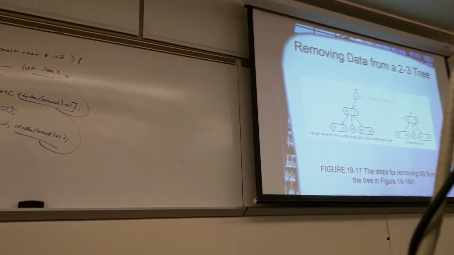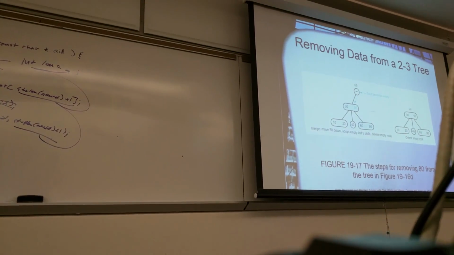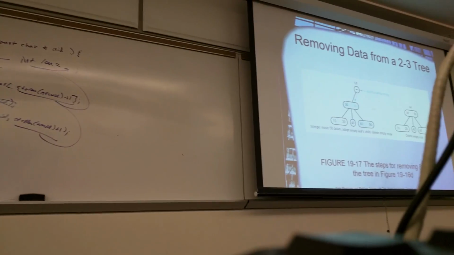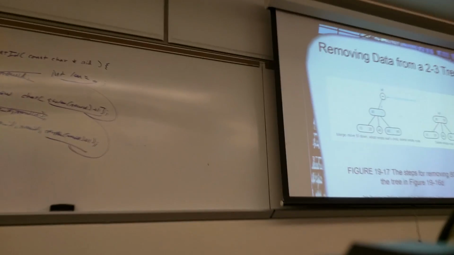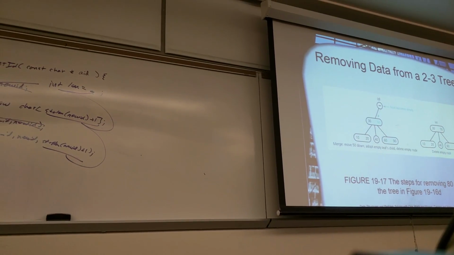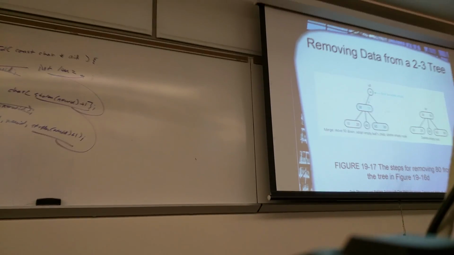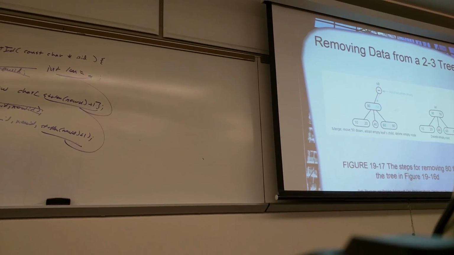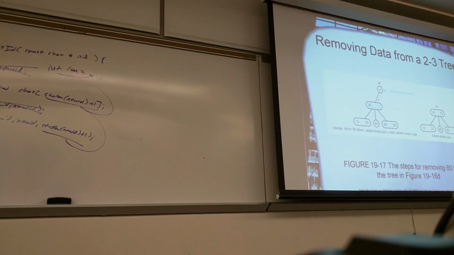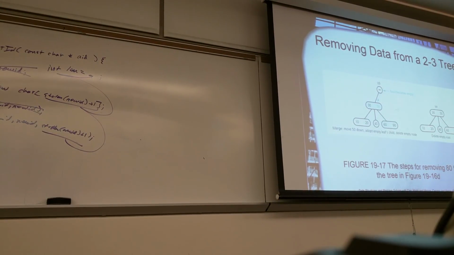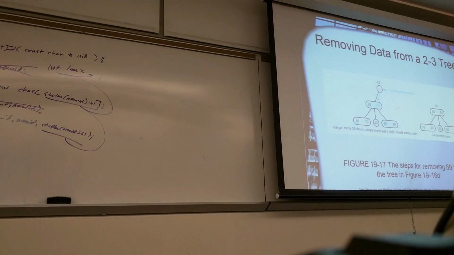Did I change the height of the tree? Yeah, I did. Is it still balanced? Yes, it is, because I deleted from the root, which means all paths of the tree got shorter by 1. So if I was balanced before, I'm still balanced. For the same reasons that inserting only at the root, only growing at the root, causes the tree to stay balanced, deleting only at the root causes the tree to stay balanced. Make sense?